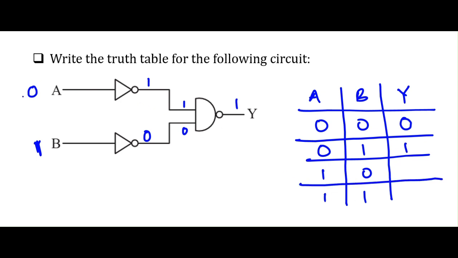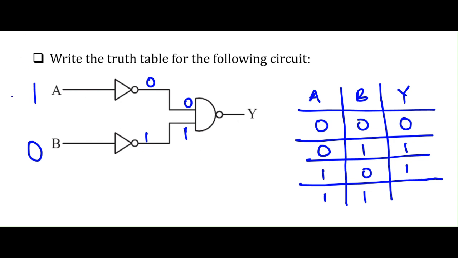Next combination, 1, 0. So let's try some other color. 1. Okay, we can continue with the same color. So here we are feeding 1, here we are feeding 0. So this 1 will be 0 here, this 0 will be 1 here. So here we can write 0 and 1. So for the AND gate, these two inputs will result into 0 only, but there is a NOT gate. So final result will be 1.